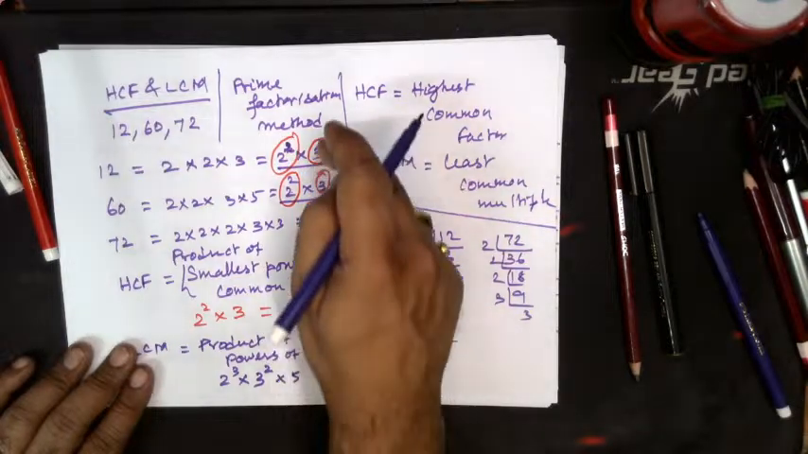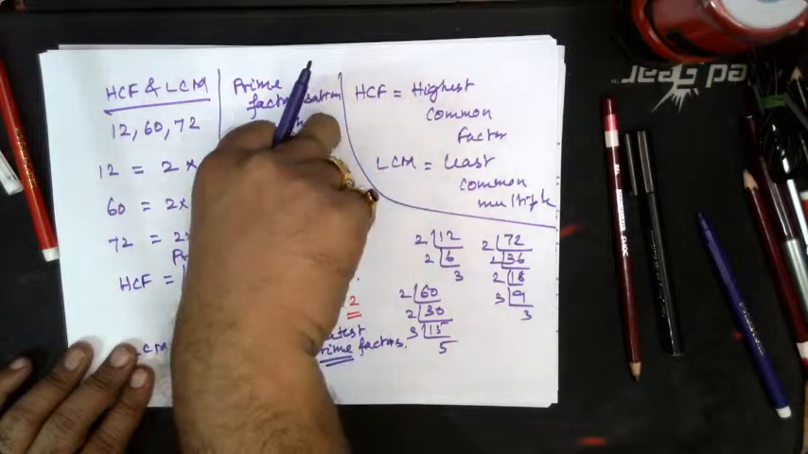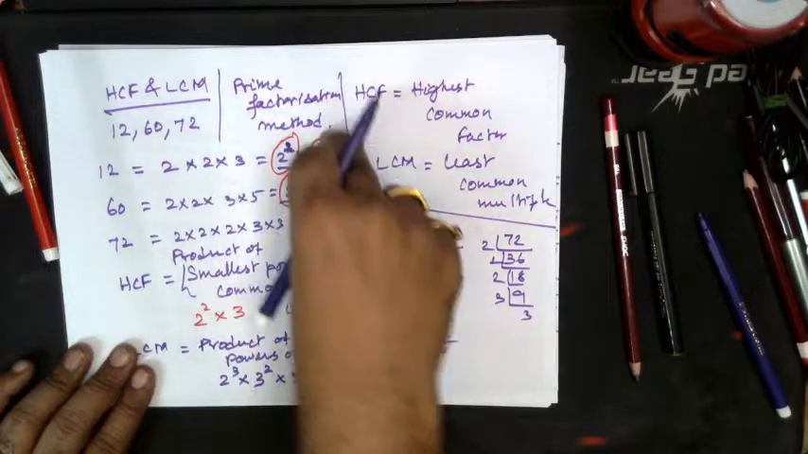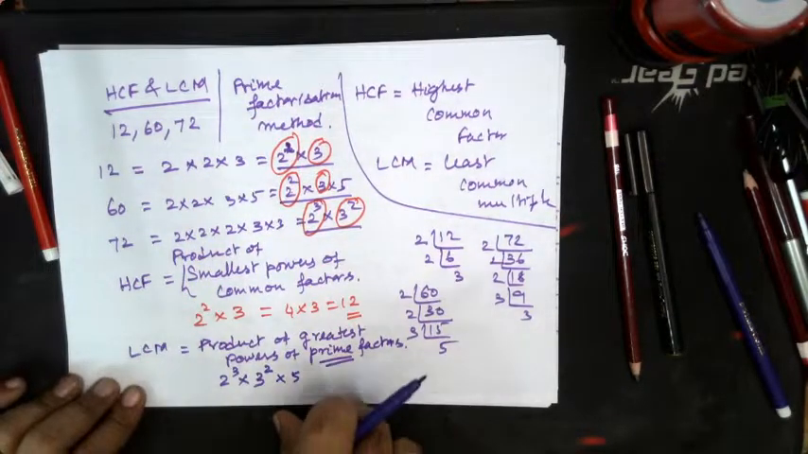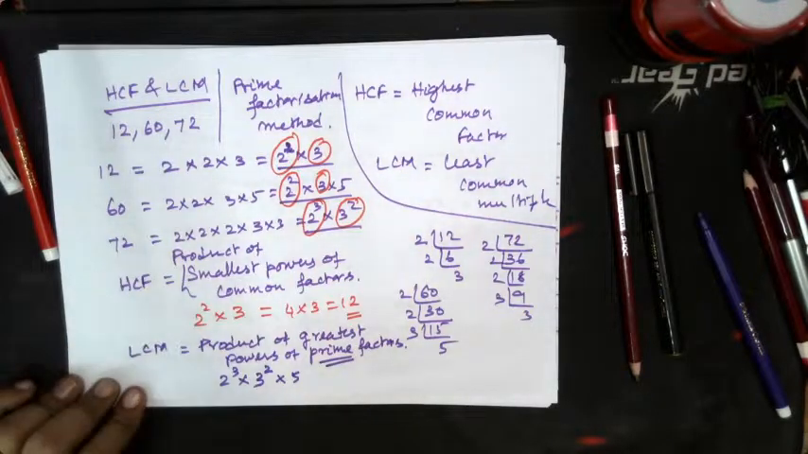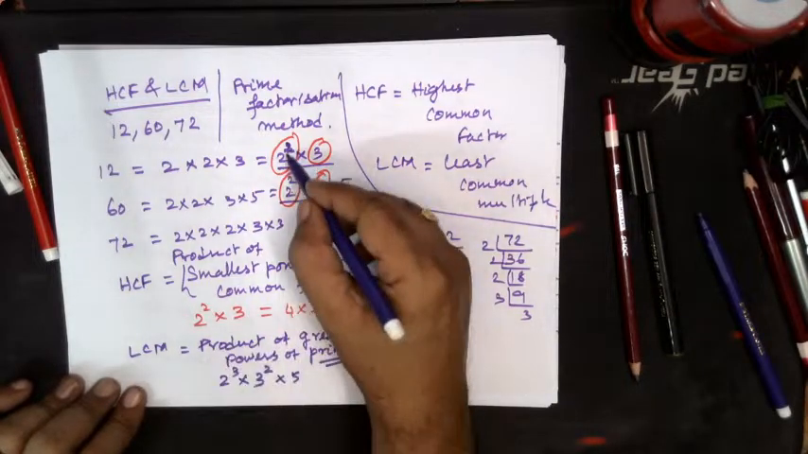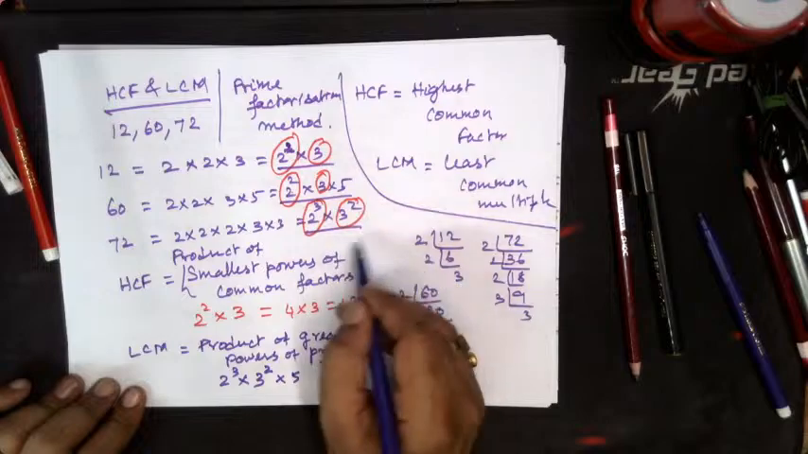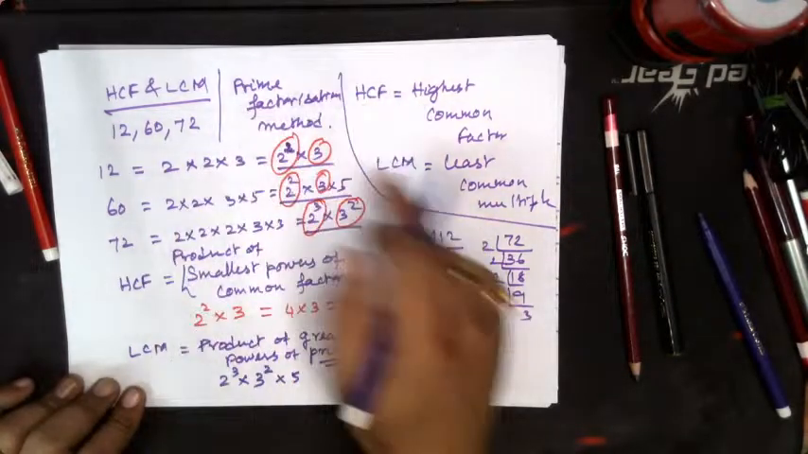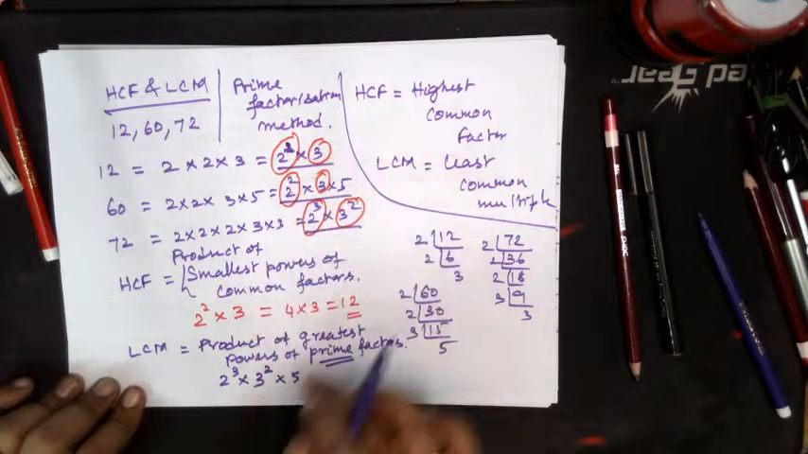So in the case of HCF, we considered common factors. Among the common factors, you have to select only the lowest powers. But in the case of LCM, you have to consider the prime factors, not common factors, with the highest power. What are the prime factors available here? 2, 3, 5. You write all these and take the highest power. Which is the highest power of 2? 2 cubed. What about 3? 3 squared. What about 5? 5. That's all.